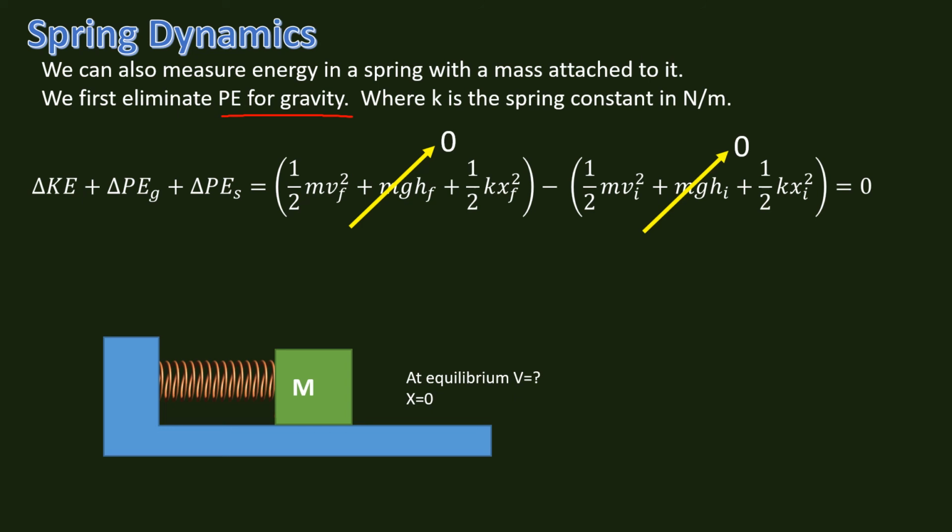Okay, so at equilibrium, this is when the spring is not stretched, and we are going to call this x equals 0. We don't know the velocity. Of course, the velocity could be 0 if the spring is not moving with the mass.